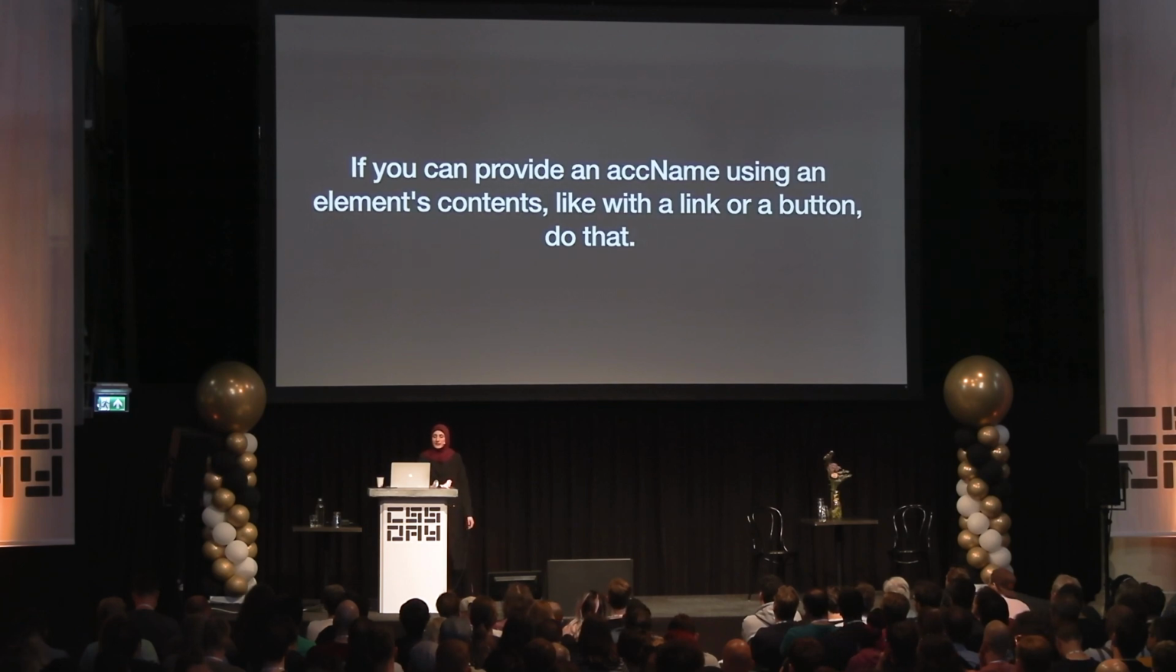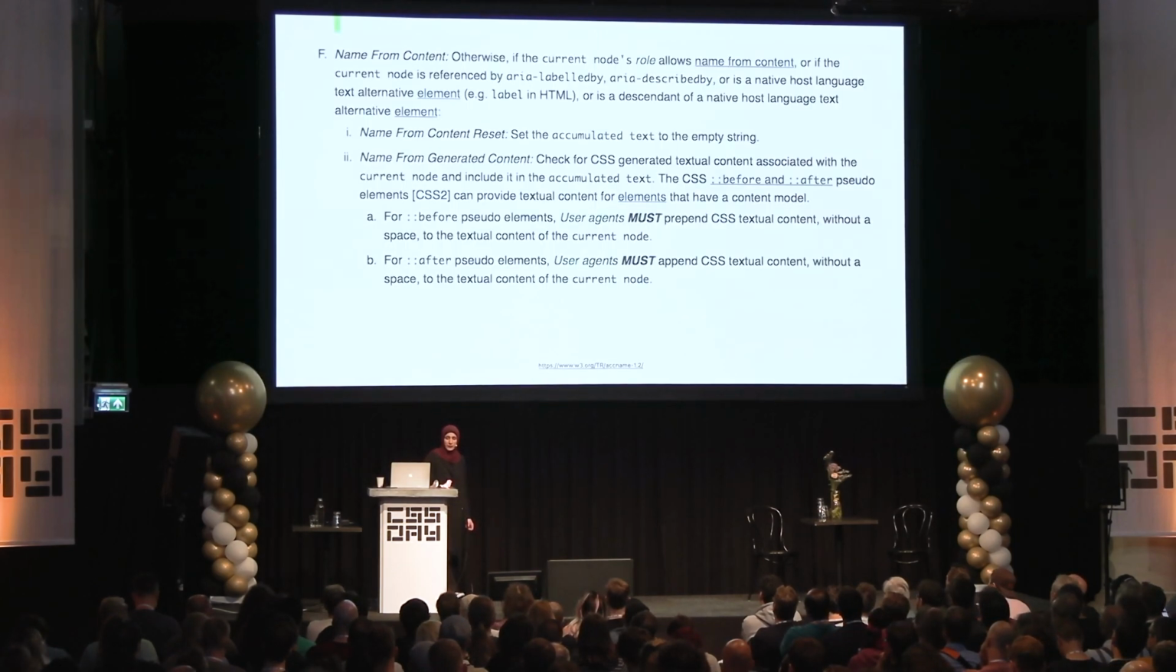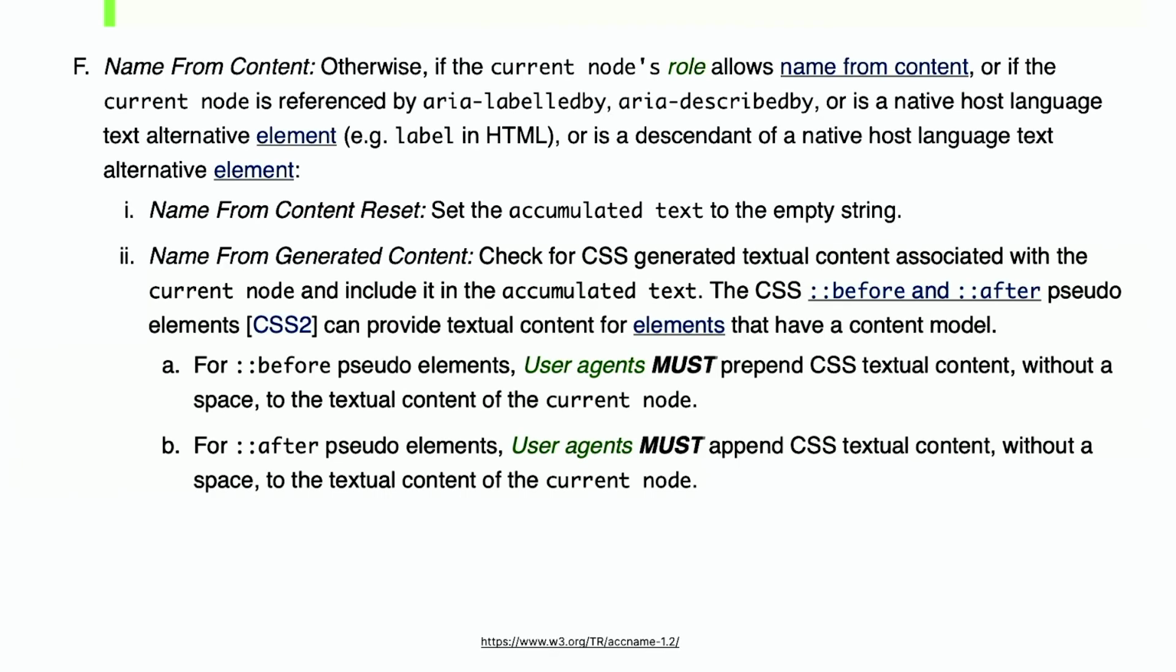If you can provide an accessible name using an element's contents, like with a link or a button, do that. According to the accessible name and description computation specification, when an element's name is derived from its contents, the browser must include the contents of the before and after pseudo elements in the accessible name. A lot of you already know that. This means that any content that you add to an element using the before and after pseudo elements could and probably will be announced by screen readers, depending on that content. And depending on the content that you add, you may degrade the spoken experience for screen reader users.